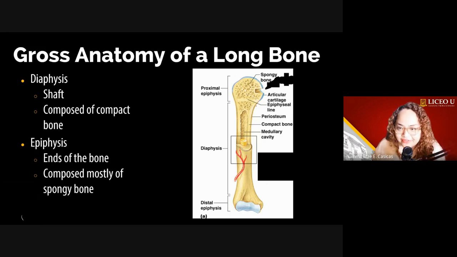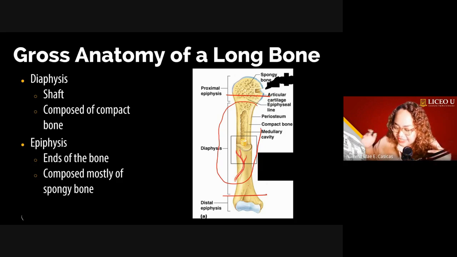This will be your diaphysis. That's the one right in the middle. And when you say epiphysis, that is the upper part and the lower part of your long bone, no? Your diaphysis would have a shaft, and your diaphysis is also known as the shaft of the long bone, and it is composed of very compact bone, tightly woven calcium deposits.